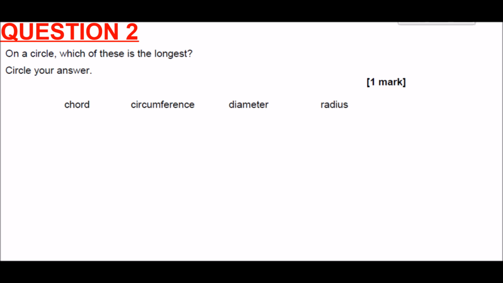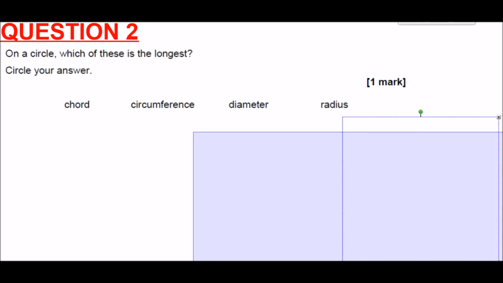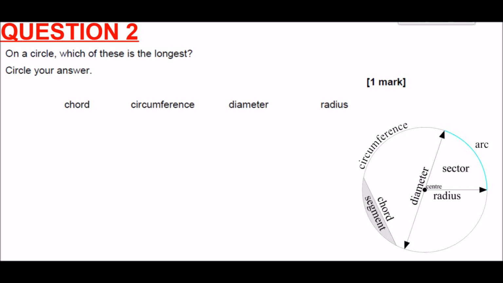Question 2. On a circle, which of these lengths is the longest? And we need to circle the answer. So we've got different parts of a circle. For this question, I thought it would be worth reminding you of all the different parts of a circle, all the main parts of a circle. So I've got a circle here, pre-labelled.